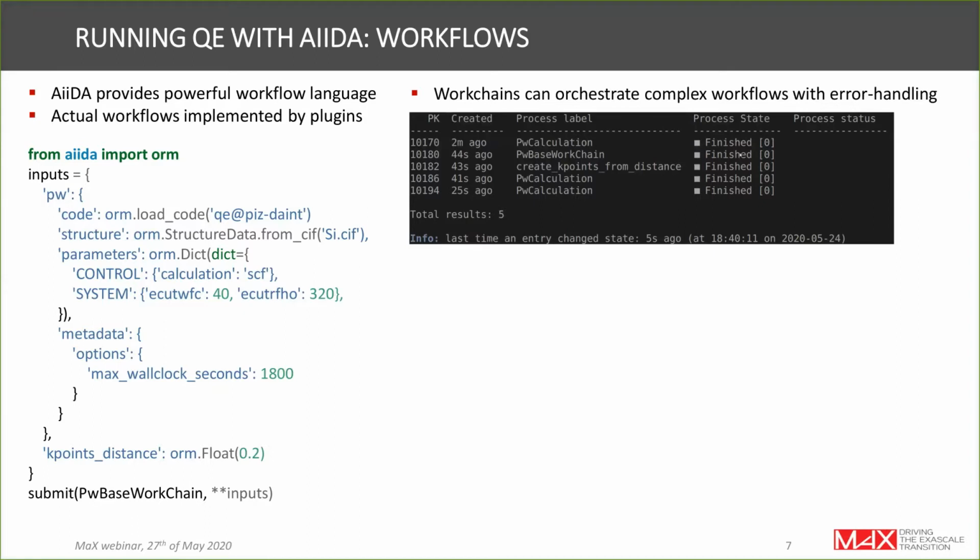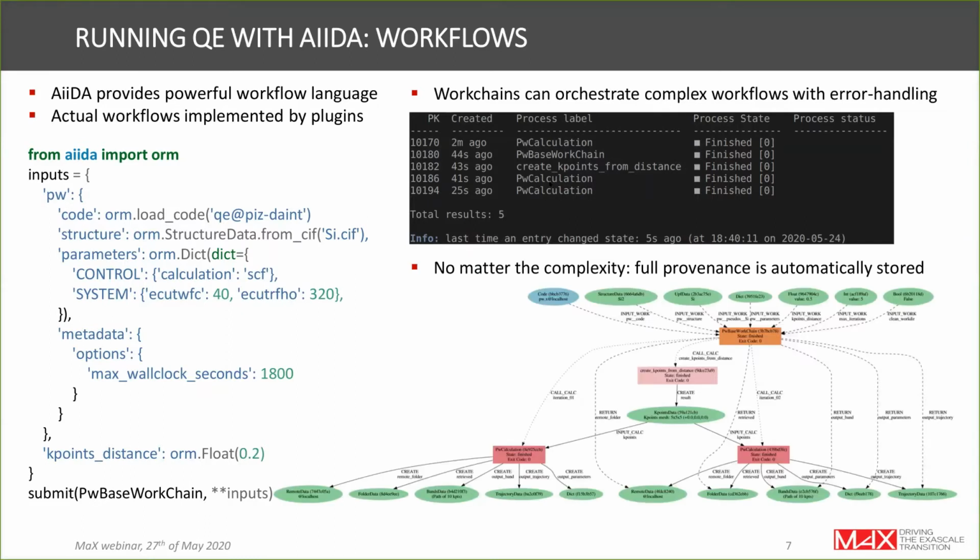We see here the record of the base workchain itself. And in the first step, it will call the create_kpoints_from_distance function that, from this distance, will create the mesh that is appropriate for the given structure. And then we see that it launches consecutively 2 calculations. This is, again, also captured in the provenance graph.